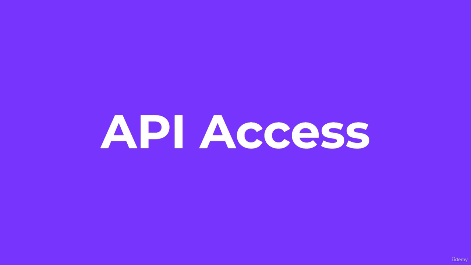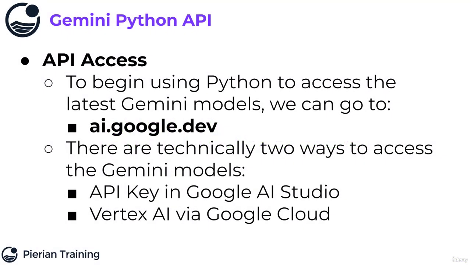Welcome everyone to this lecture where we're going to cover how to get API access to the Gemini models. To begin using Python to access the latest Gemini models, we're going to go to ai.google.dev, which has information about how to go to MakerSuite to actually create the API key, as well as just information about the Gemini models.